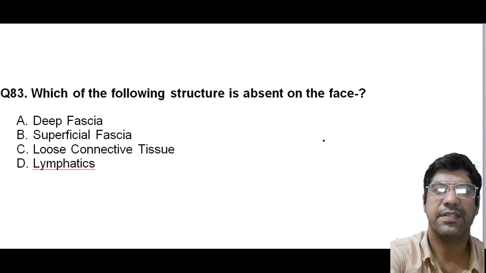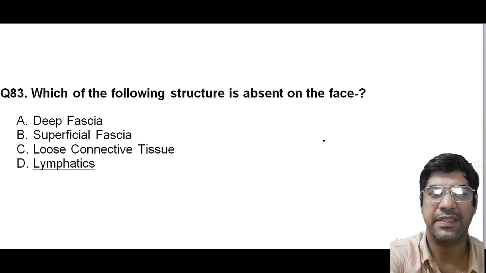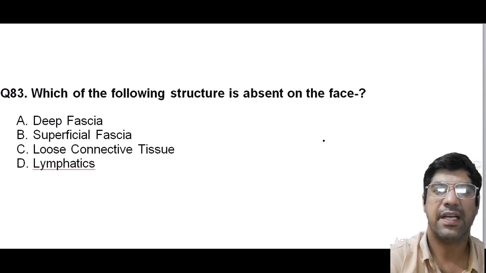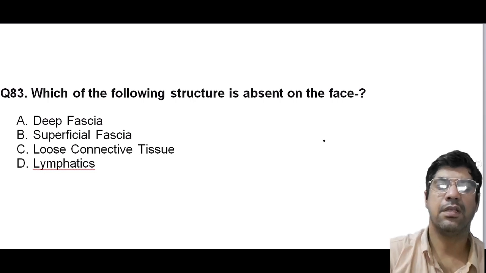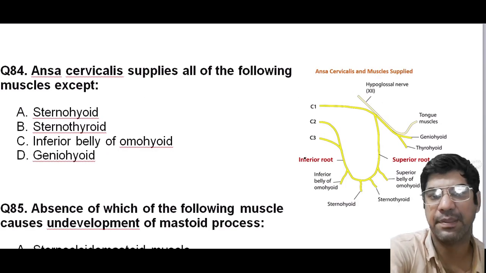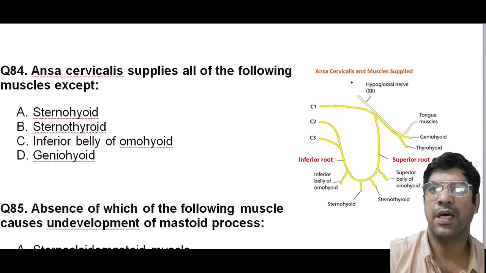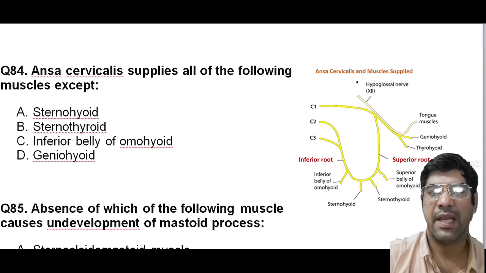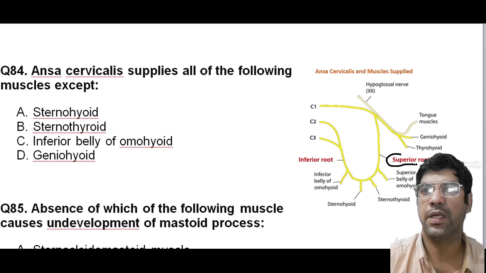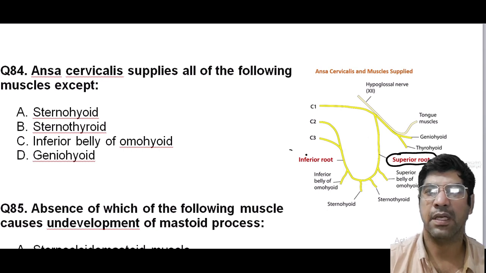Which of the following structures is absent on the face? It's the deep fascia. Deep fascia is generally absent over the face. The ansa cervicalis supplies all of the following muscles except: the term ansa cervicalis refers to a nerve loop in the neck, in the cervical region. The ansa cervicalis has two nerve branches, one is the superior root and the other is the inferior root.